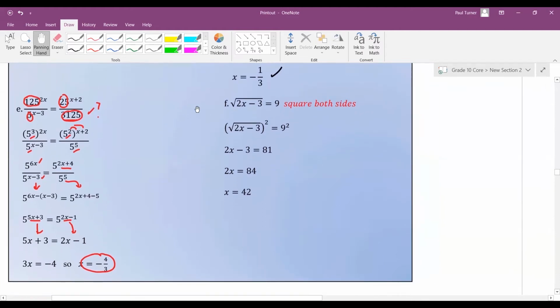Now in questions where you have surds or square root signs or even cube root signs, I try to isolate the surd. So you want surd equals something on this side. And that's what I've got already here, which is good. So now then I square both sides, and that square will cancel the surd to give 2x minus 3. And 9 squared is 81. And then you just solve it to give 42.